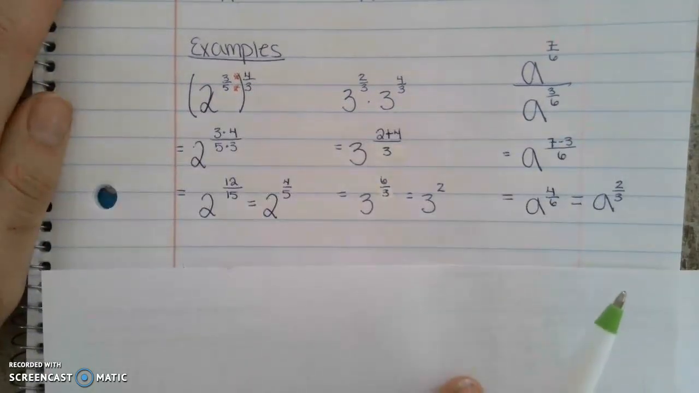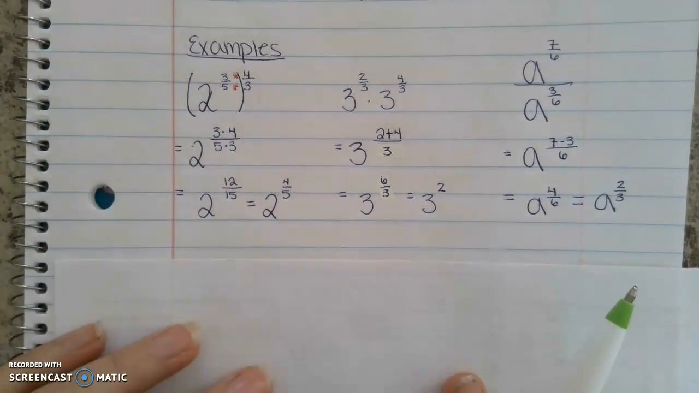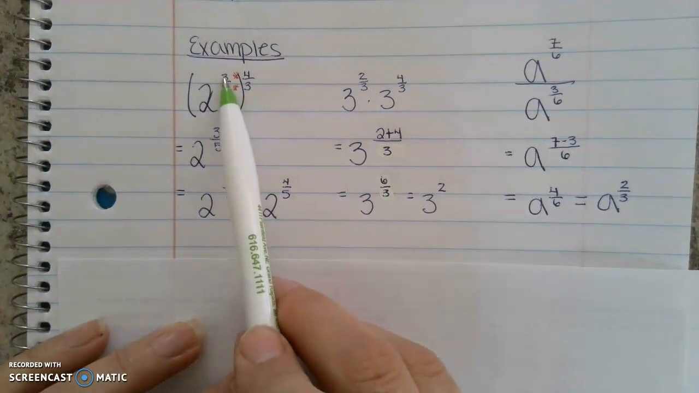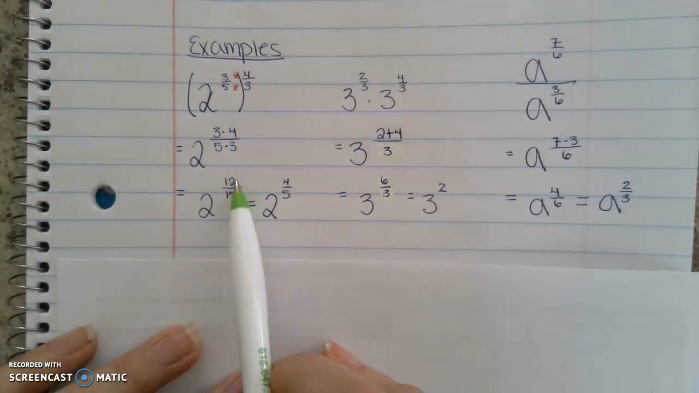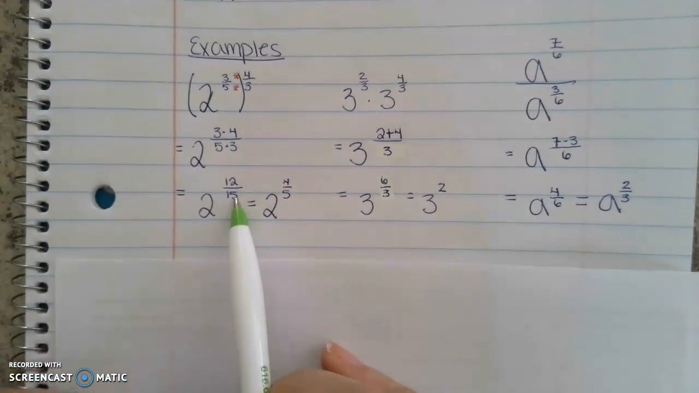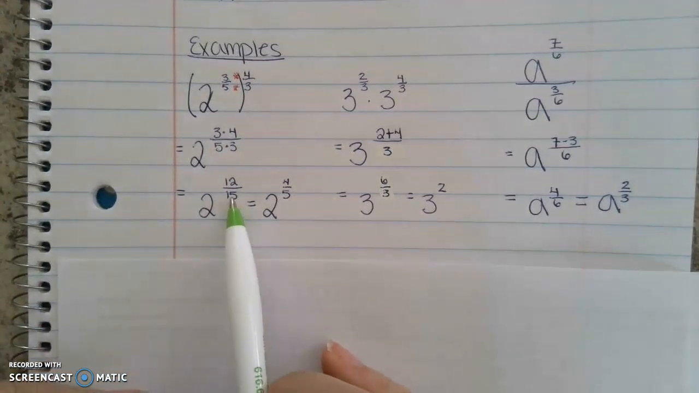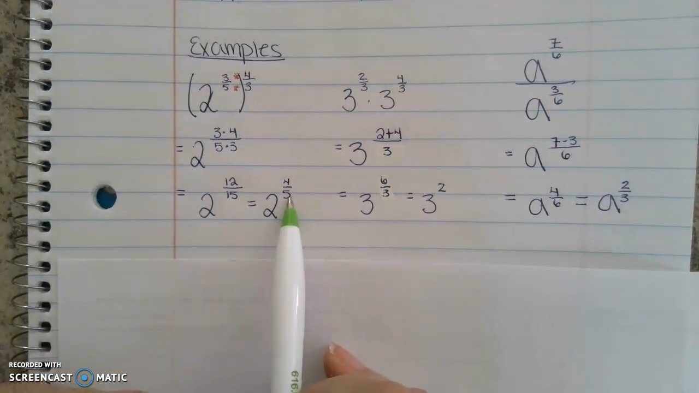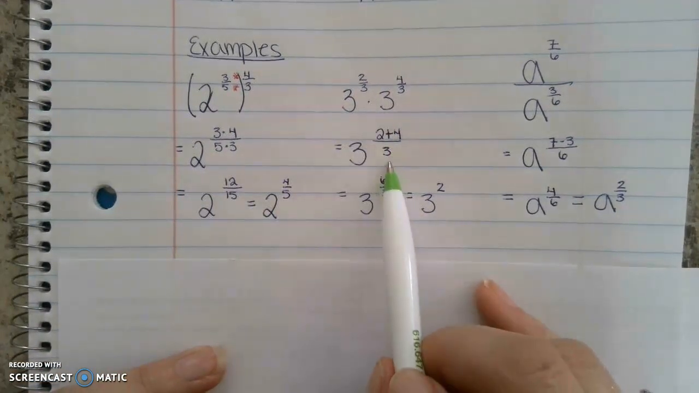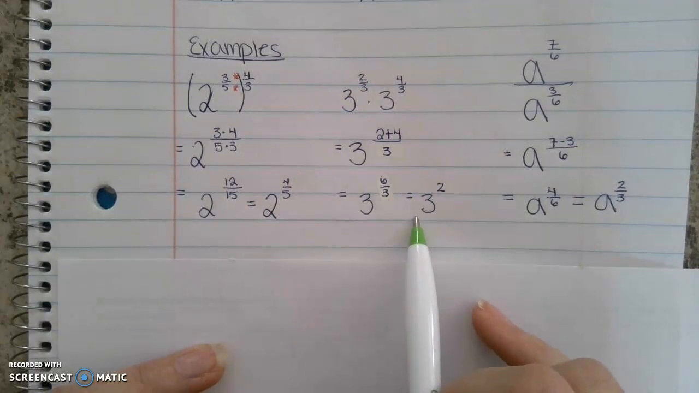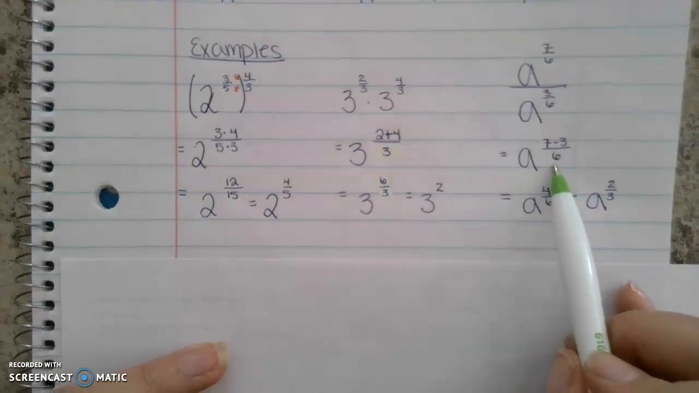All right, guys, so hopefully you went through, tried these on your own. So again, these ones multiplying top and bottom, we get 2 to the 12 over 15, which you don't have to, but in this case, we're going to go ahead and reduce to 4/5. It just makes life a little bit easier when we get to the next video if you simplify your fraction. Here, I went ahead and added my exponents. And here, I went ahead and subtracted my exponents.